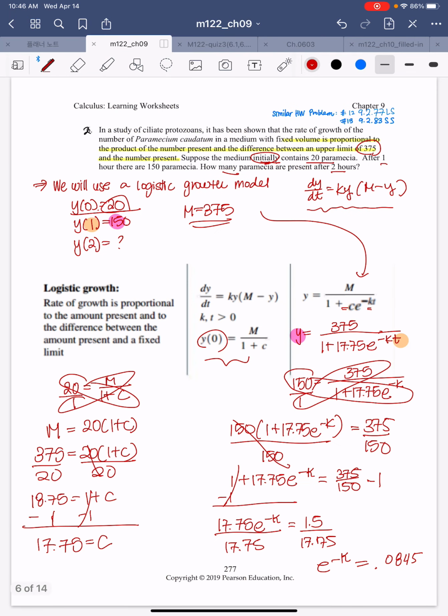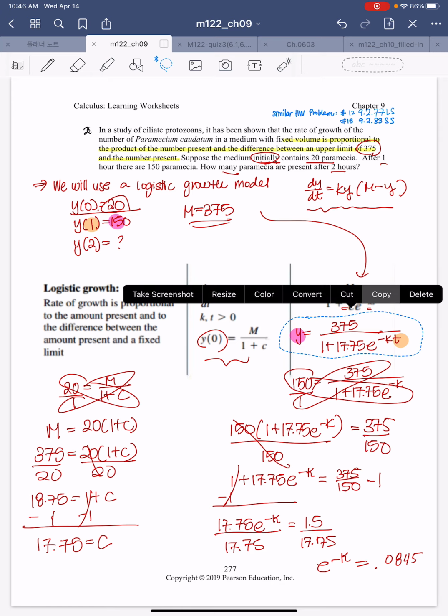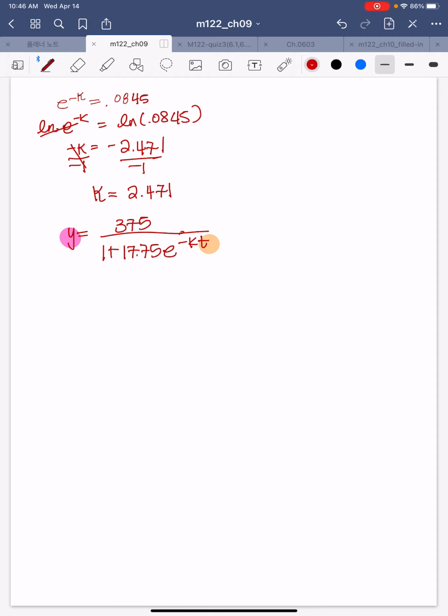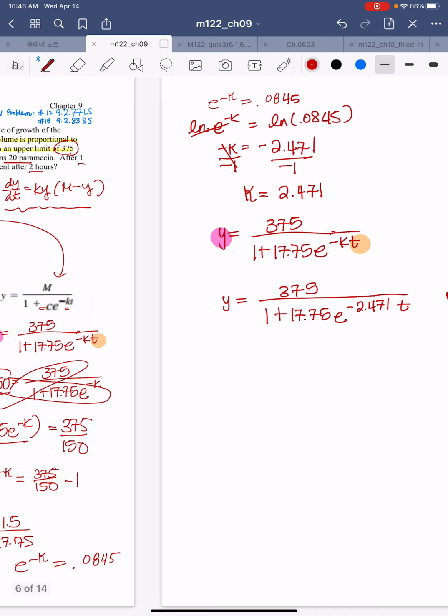Now let's go back to our equation here. Remember, this was our original equation. Copy. So replacing k, I'm going to have y is equal to 375 over 1 plus 17.75 e raised to negative 2.471t. So this will be our equation, y.